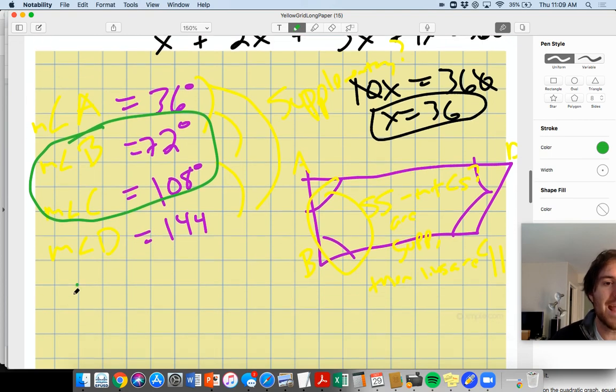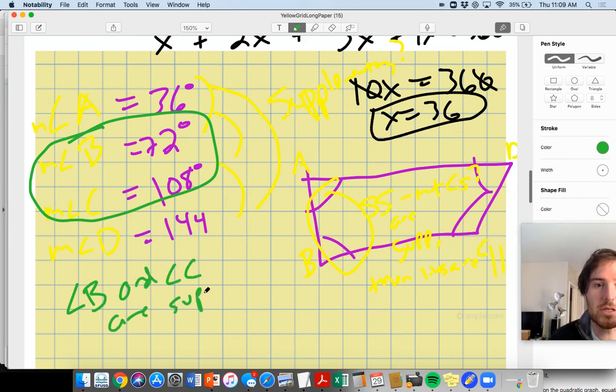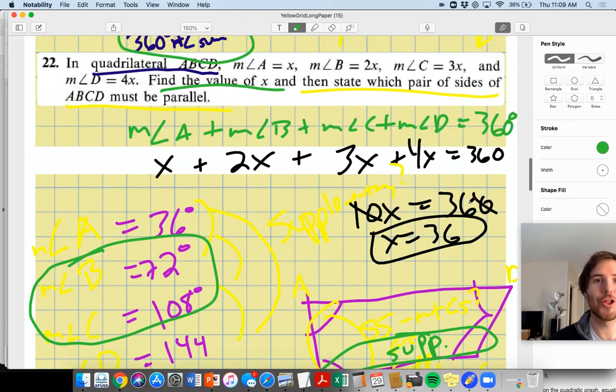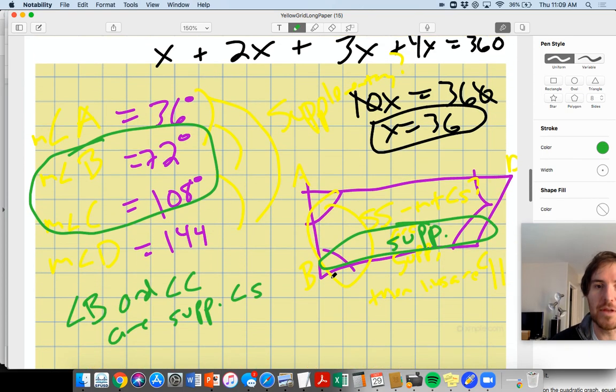So angle B is supplementary to angle C. Therefore, let's look at our diagram here. This is B and this is C. These are supplementary according to the numbers here. Again, this is just a generic sketch. So the question is, what are the parallel lines? Well, this is B and C.